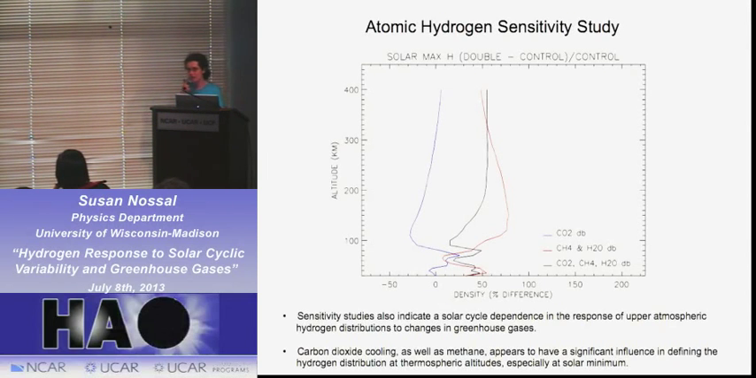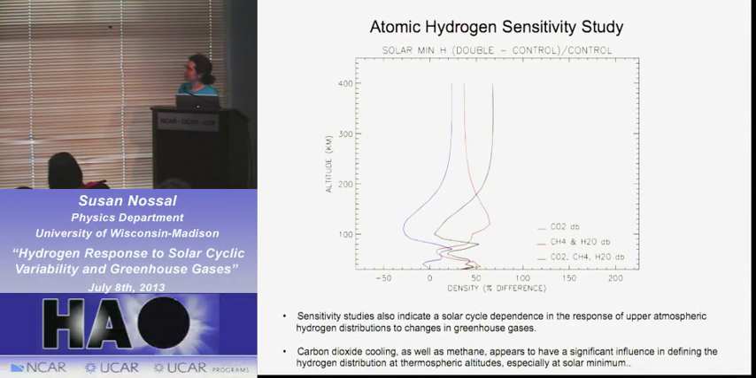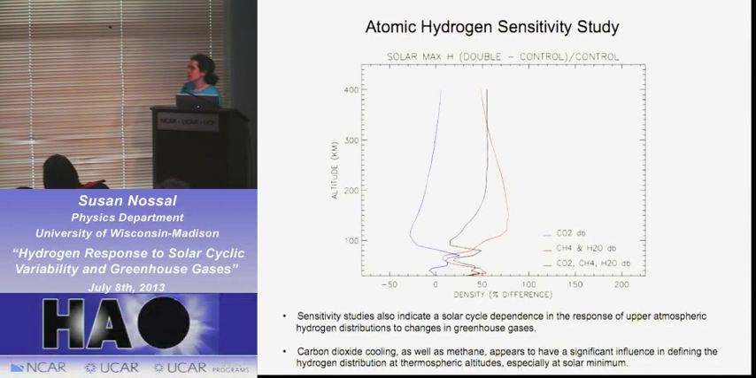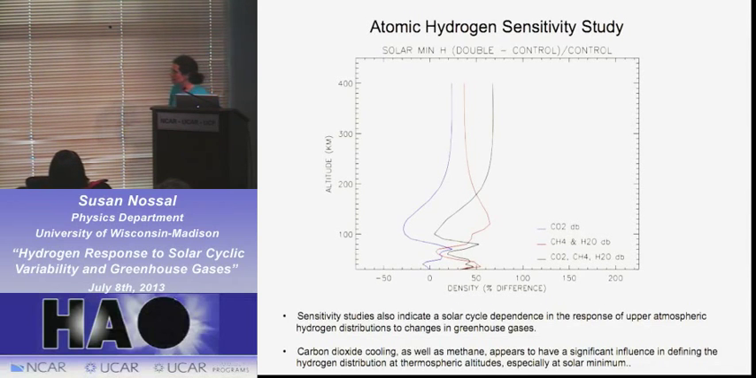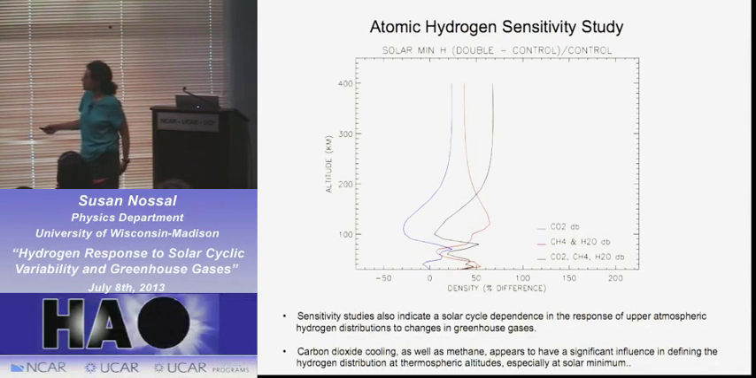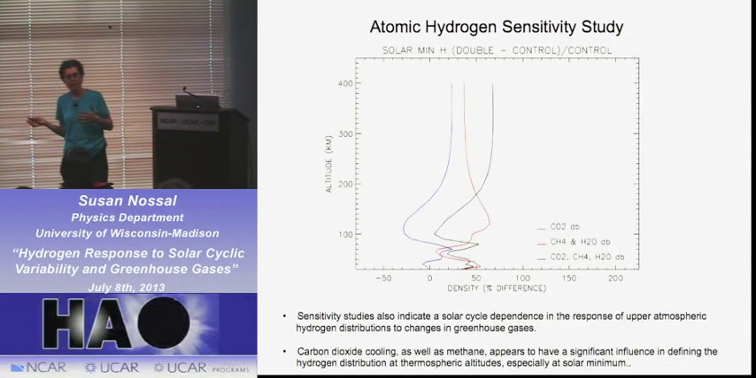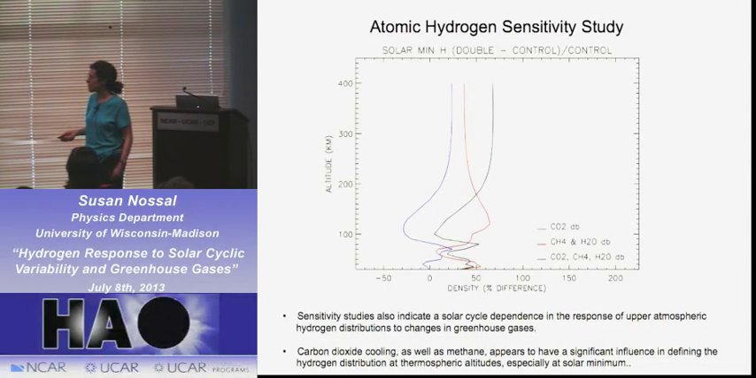And then these are the same three scenarios for atomic hydrogen. So this is solar maximum and solar minimum. And this is maximum and minimum. And here I'll say that the solar minimum, we'll look at the other case again too, but this is solar minimum. First, there's a solar cycle variation in the way that hydrogen responds to these different scenarios. So that's one conclusion, that there's a solar cycle dependence in the response to these three different scenarios.